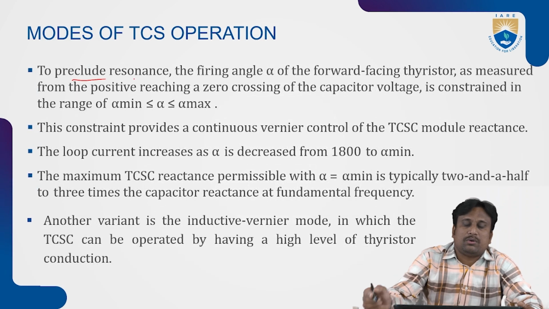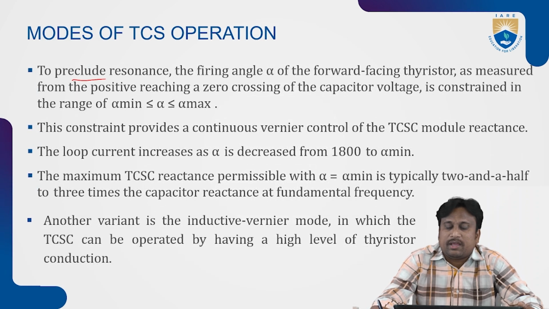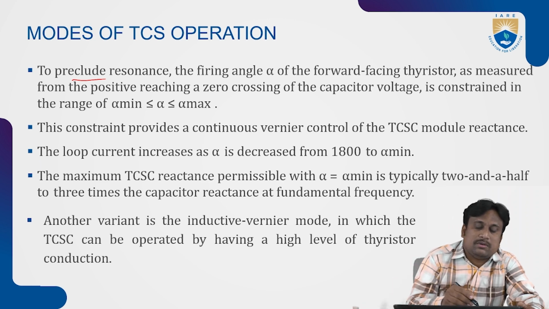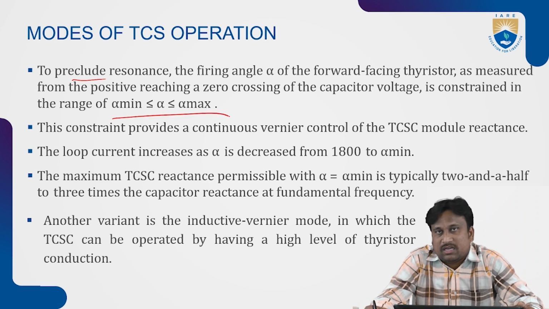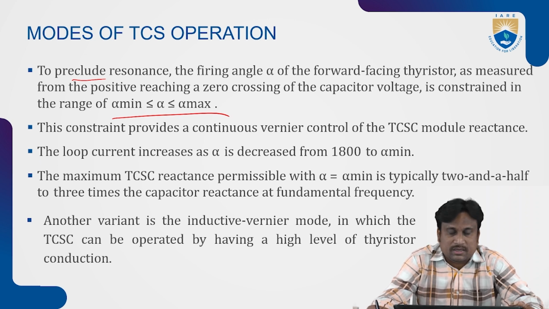So to pre-include the resonance factor, the firing angle alpha of the forward-facing thyristor, as measured from the positive reaching a zero crossing of the capacitor voltage, is constrained in the range of minimum alpha less than or equal to alpha less than or equal to maximum alpha. So this constraint provides a continuous Vernier control for TCSC module reactance operation.